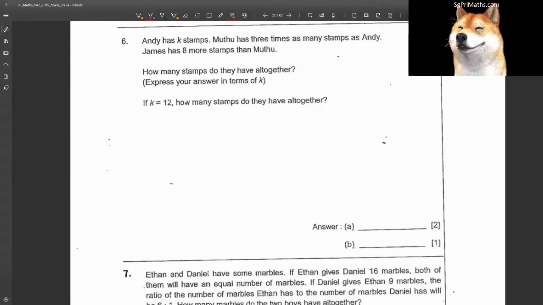Question 6. Andy has K stamps. Muthu has 3 times as many as Andy. And James has 8 more than Muthu. So how many stamps do they have altogether? Express your answer in terms of K.